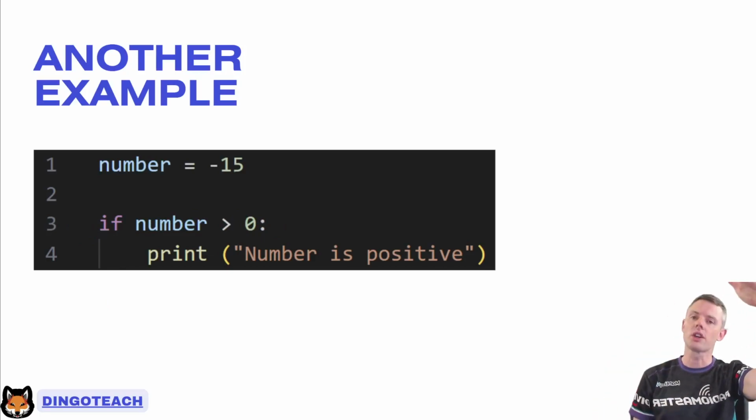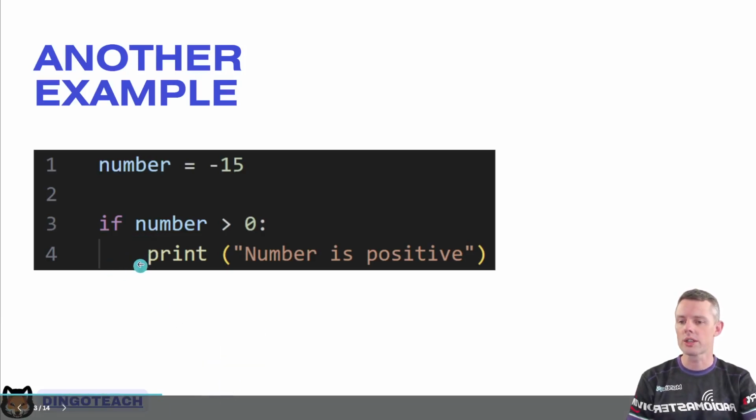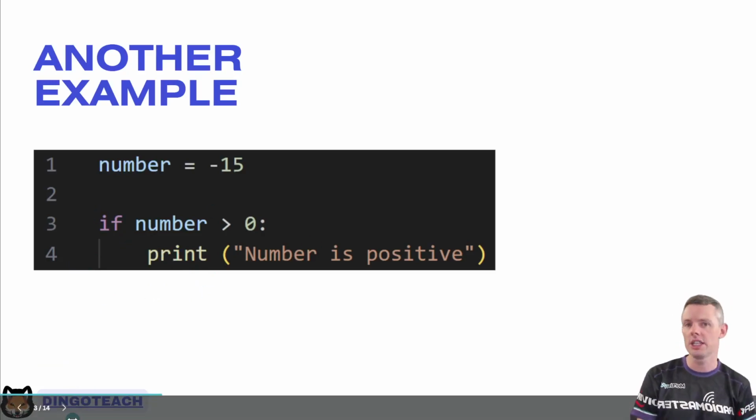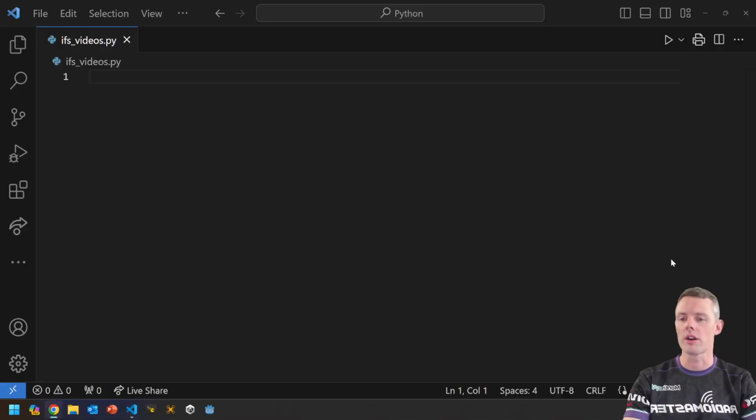Okay, whatever lines of code are inside what's called this code block here, okay, that's what this chunk is called here, a code block, then it will skip over the entire code block and then continue its merry way down the program. So let's have a look.